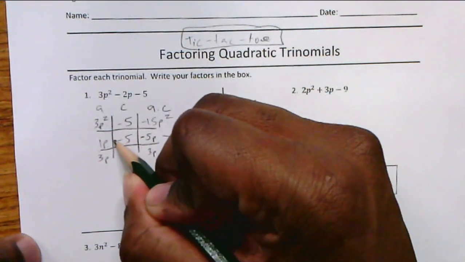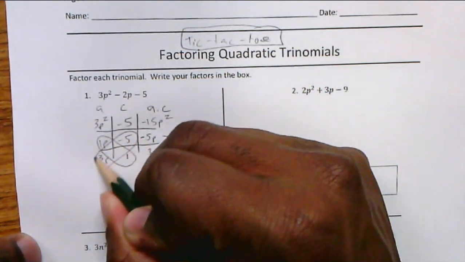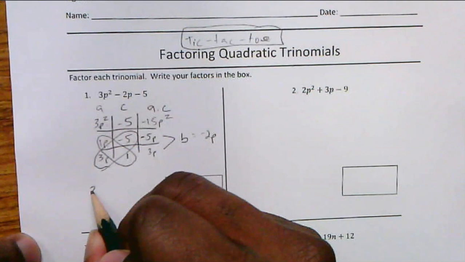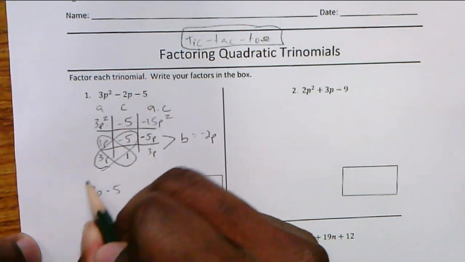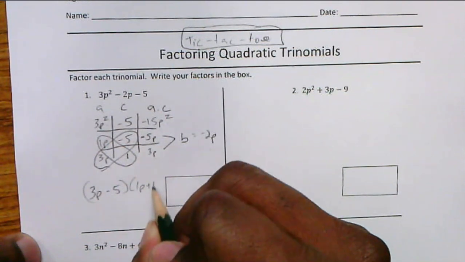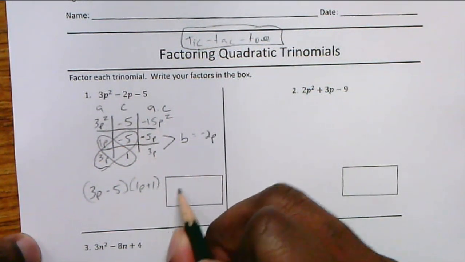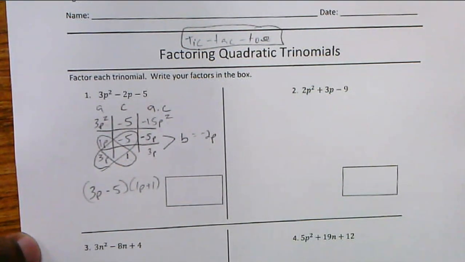So your factors are the diagonals. The diagonals you add up. So these two are your factors. One of them is 3p, take away 5. And the other one is 1p plus 1. So my factors, I'll put in my boxes, are that. So that's how you factor it.